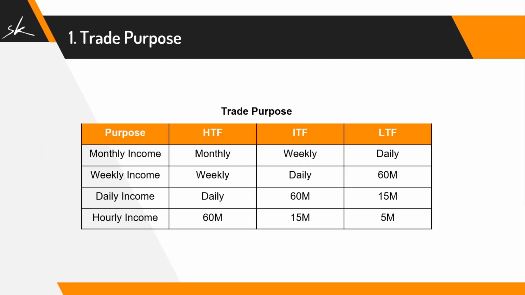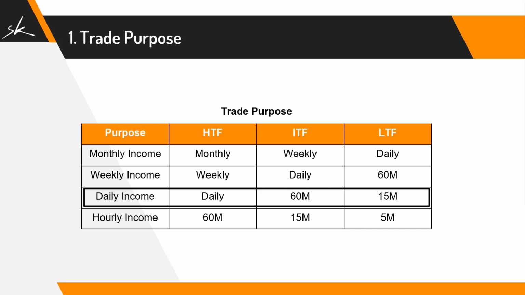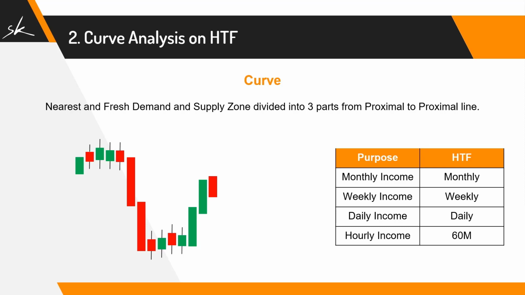Step 1 is to choose your purpose of trade. Let's say I want to plan a daily income trade. Therefore, the time frames I will be using will be the daily chart for higher time frame, 60-minute chart for intermediate time frame, and 15 minutes chart for lower time frame. Higher time frame for DIT analysis is daily chart.